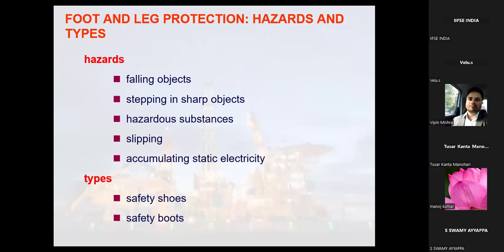hazard is the falling objects, stepping on sharp objects. This is mostly seen in the construction industries with nails and other protruding metals. Hazardous substances, that is the chemicals, whatever it is, slipping and tripping, accumulating of static electricity. Then the types of shoes that we get are the safety shoes and safety boots. So these are the two types that we get.